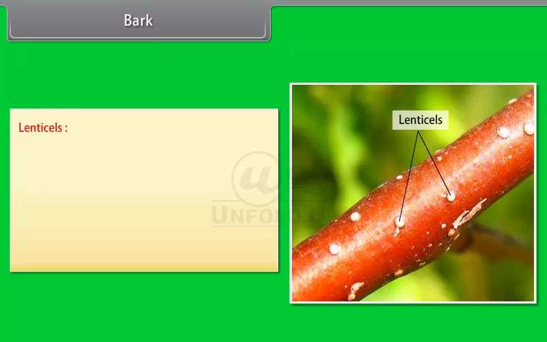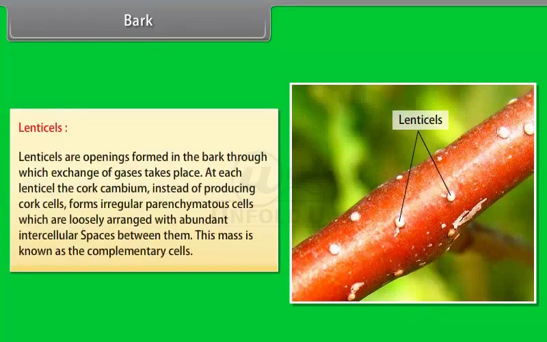Lenticels. Lenticels are openings formed in the bark through which exchange of gases takes place. At each lenticel, the cork cambium, instead of producing cork cells, forms irregular parenchymatous cells which are loosely arranged with abundant intercellular spaces between them. This mass is known as the complementary cells.